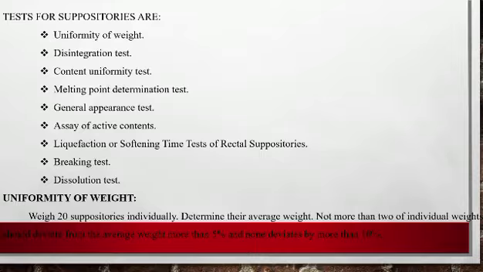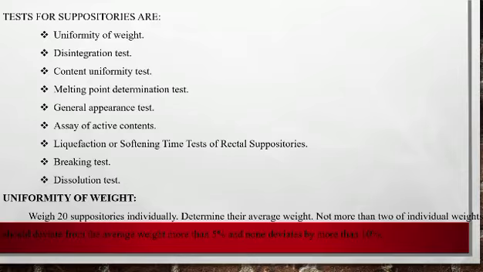General appearance test is done by checking their appearance as well as the color. It also evaluates fissuring, exudation, pitting, as well as certain general appearances of the suppositories by examining them visually. And the next is assay of active contents. Assay means we have to check the purity of the active ingredient which is used in the formulation of suppositories.